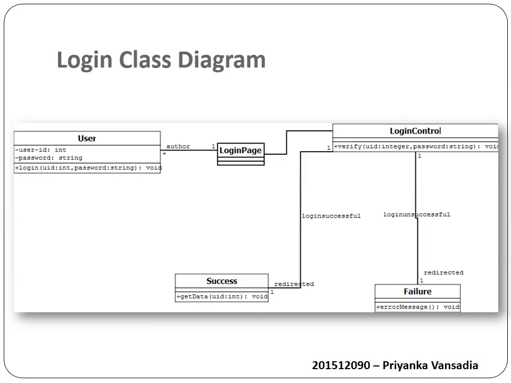This is the class diagram for login. Here we have 5 classes: user, login page, login control, success page, and failure page. User is an entity class. Login page, success page, and failure page are boundary classes, and login control is the controller.